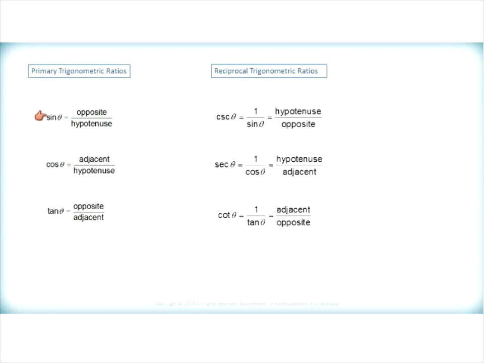Okay, primary trig ratios. Remember that the primary trig ratios are sine, cosine, and tan. You need to know now that sine is equal to the opposite over the hypotenuse, cosine is adjacent over hypotenuse, tan is opposite over adjacent. Cosecant, which is the reciprocal of sine, of course, is hypotenuse over opposite. Secant is 1 over cosine, which is hypotenuse over adjacent. And cotan, which is the reciprocal of tan, is adjacent over opposite.